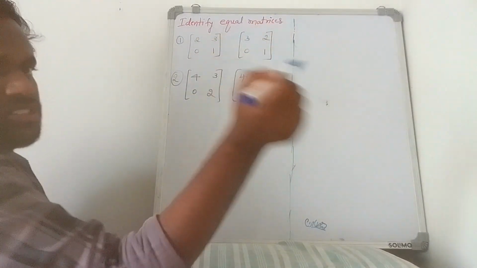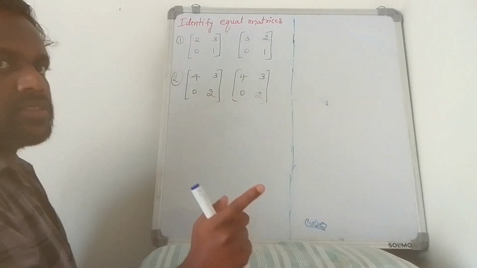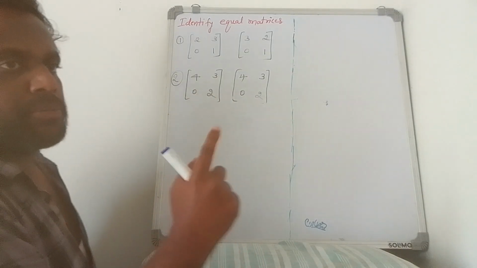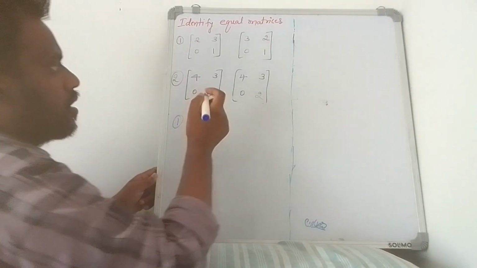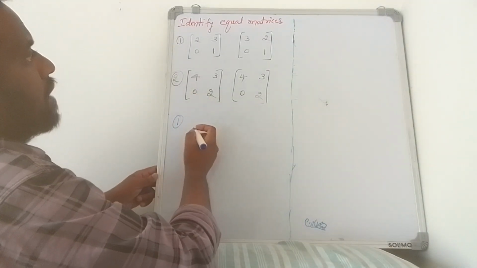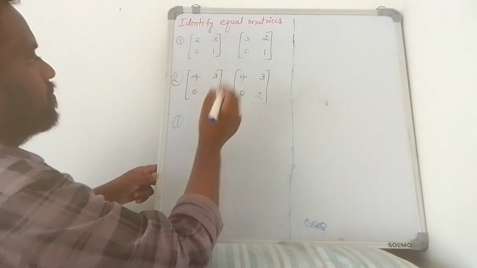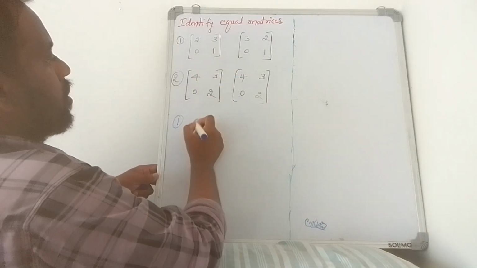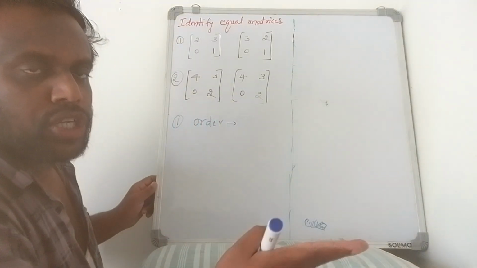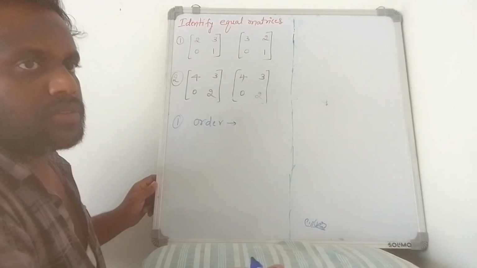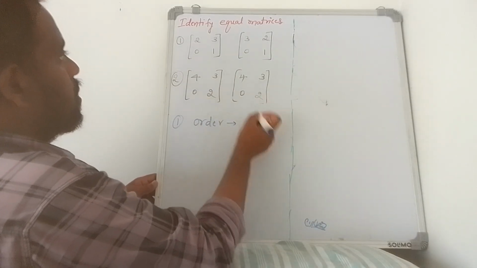Identify equal matrices. Two matrices are equal matrices when they meet two conditions. There are two conditions for equal matrices. One, the order of the matrices should be the same. Order means the number of rows and the number of columns. How many rows, how many columns, that is the order. Okay.